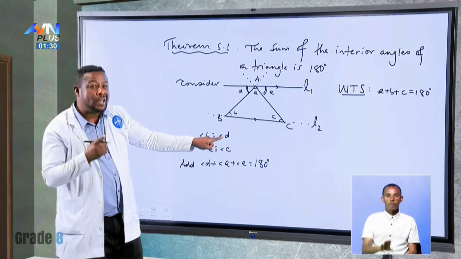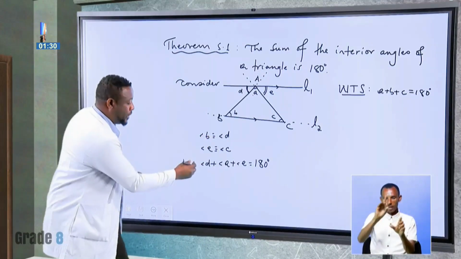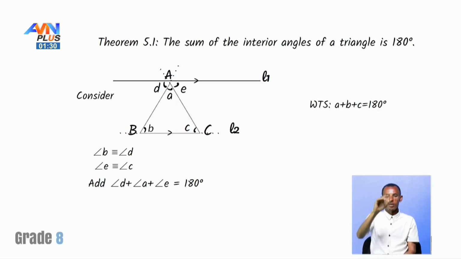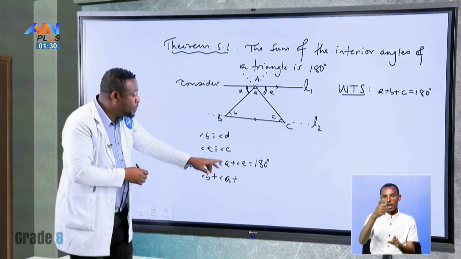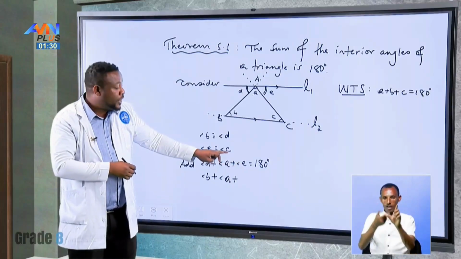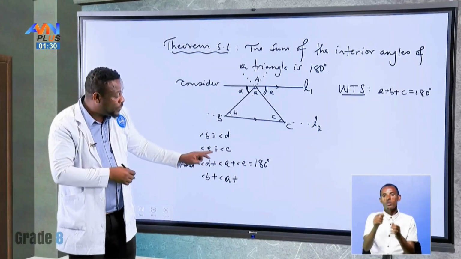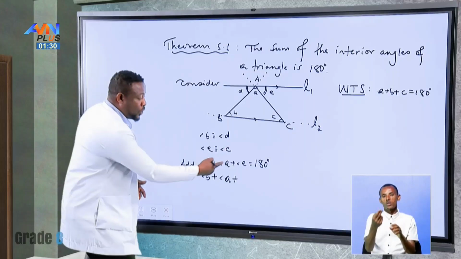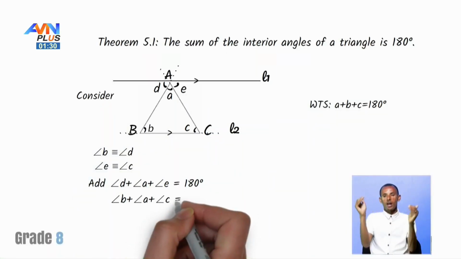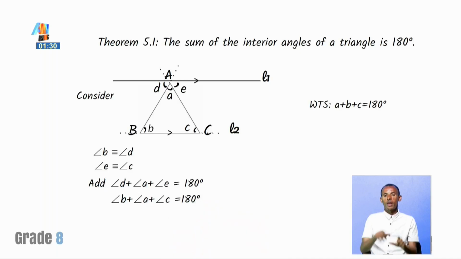In place of angle D, you can substitute B. Just put angle A as it is. And in place of angle E, you can substitute angle C because they are congruent. So here, in place of E, I can substitute angle C. This must be 180 degrees, right?